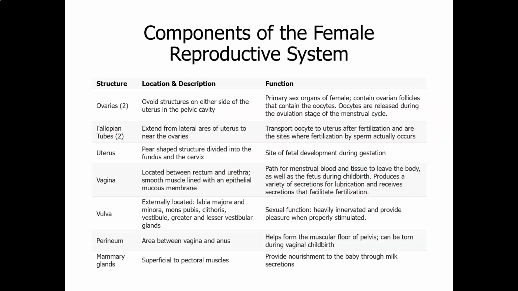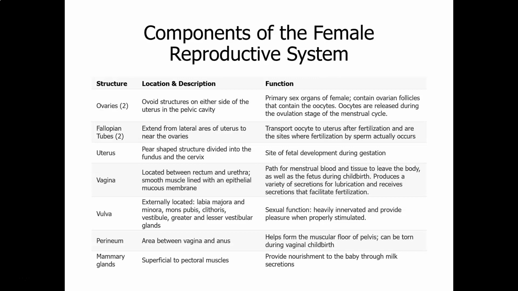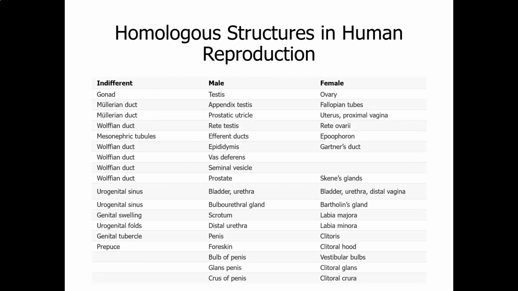And here are some of the structures in the female reproductive system. You can read about their various functions. We don't have to get too specific. I did want to look at this chart and see that in the male, the prostate and the Skene's glands are analogous to each other. And you may just want to look that up just to know what a Skene's gland is.